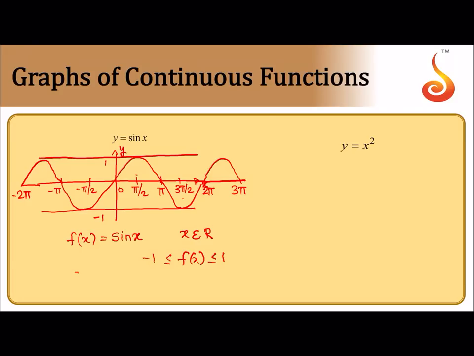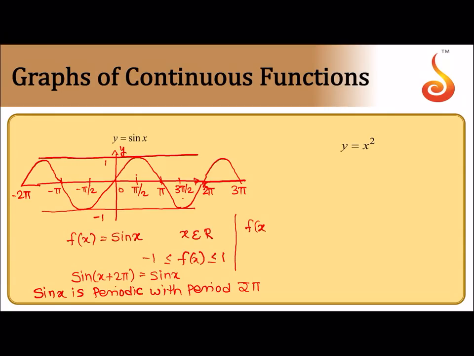What do you observe? After every 2 pi, it is repeating: positive, negative, positive, negative. And we know that sine of x plus 2 pi equals sine x. So I'm using a new word here. Sine x is periodic with period 2 pi.